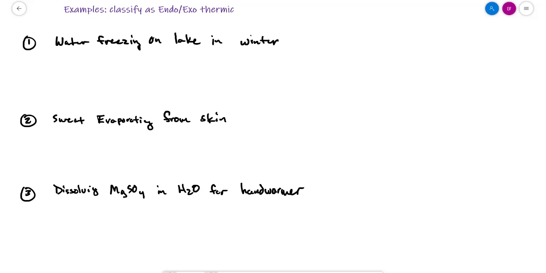So let's think about these 3 different examples, and I want you to pause the video and try to classify each of these scenarios as an endothermic or exothermic process. In each case, there's no chemical reaction occurring here, but there is a change in the physical state of a molecular or chemical species. So pause the video and see if you can rationalize exothermic or endothermic for each of the scenarios.